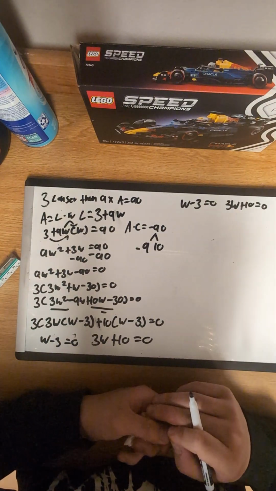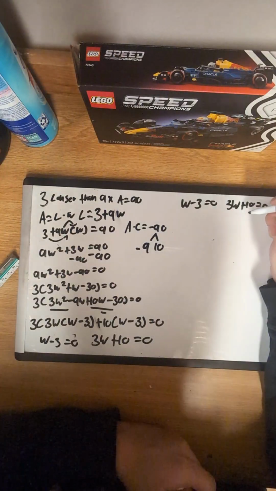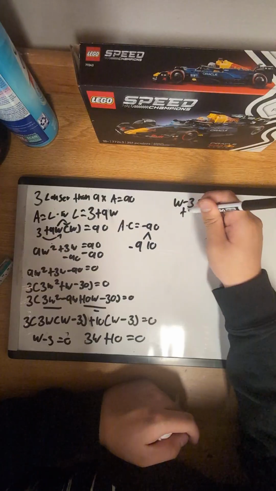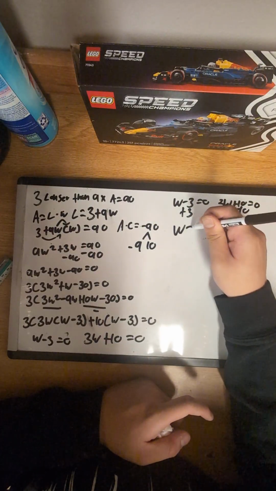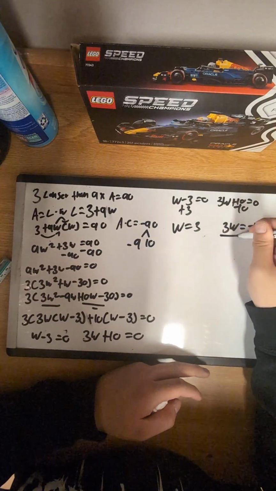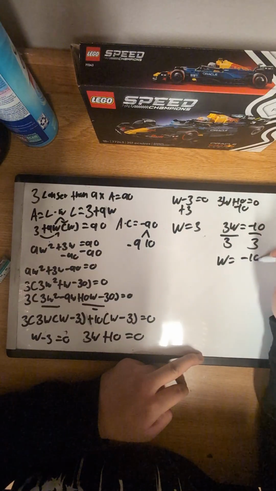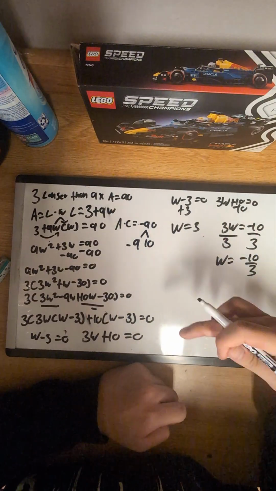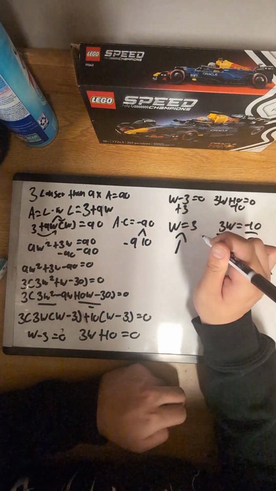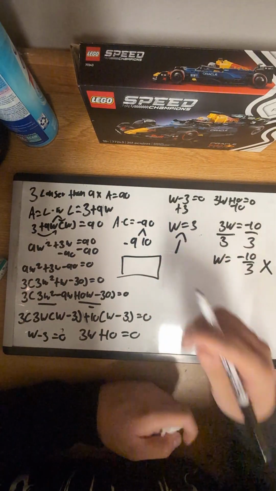Now that we know this, we can move some things over. We want to isolate our width, or get it by itself, so we can minus 10 here and add 3 here. That gives us width equals 3 and 3 width equals negative 10. To simplify, we divide by 3 here and here, and width would be negative 10 over 3. Since a length of an object cannot be negative, this would not be the width we are looking for. It would be this width.